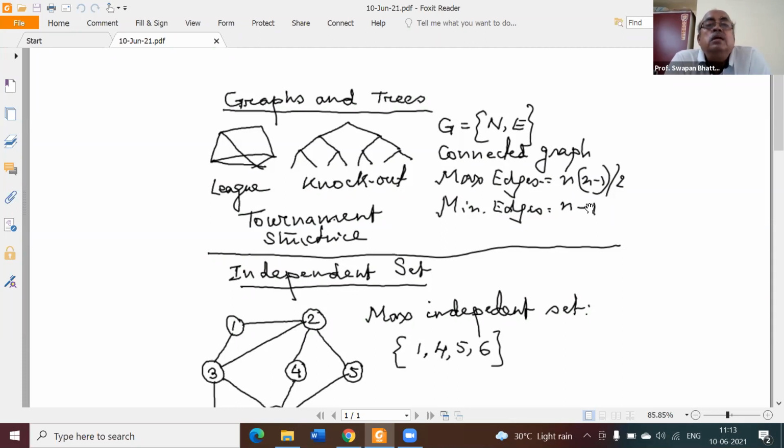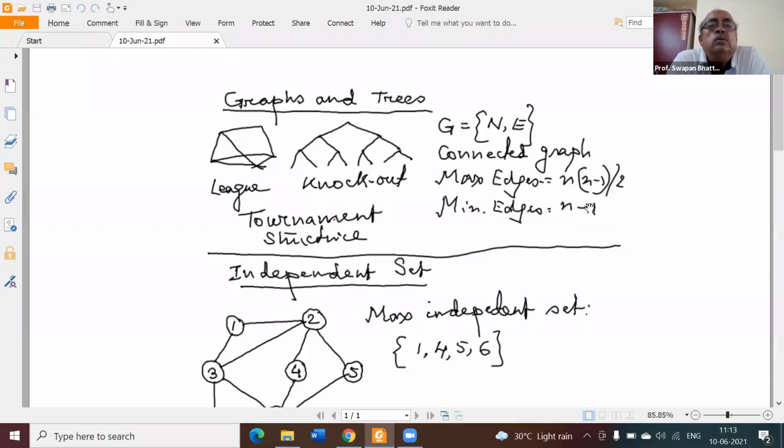Here, each node will be connected to n minus 1 edges. So that will be valid for each of n nodes. So it will be n into n minus 1. But then each edge will be counted twice. So it would be n into n minus 1 by 2.